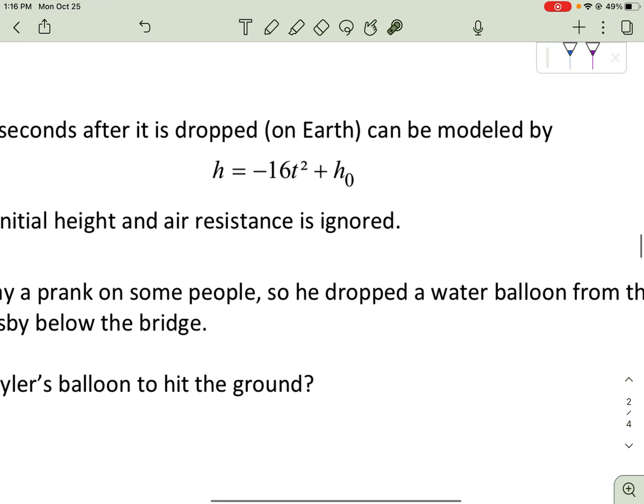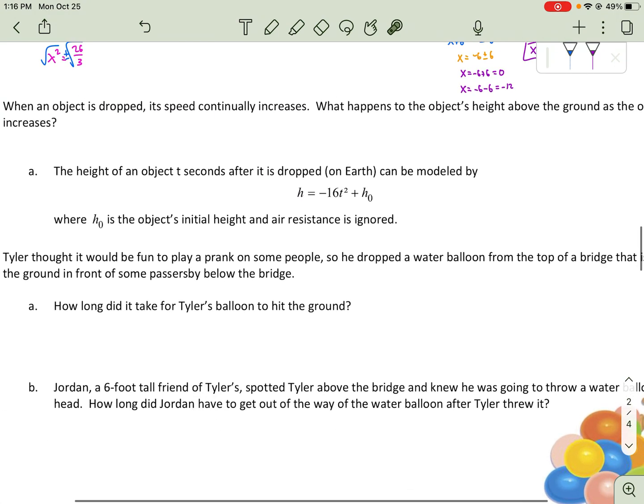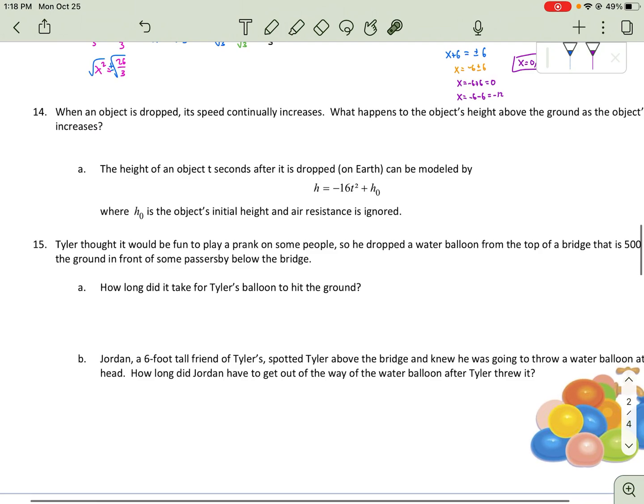Where h sub 0 is the object's initial height and air resistance is ignored. If we do air resistance, like wind resistance, this equation gets more complex. So we ignore it as we first learn this material. And in fact, we'll ignore it for all of Algebra 2. But h sub 0 is the initial height. So all we're going to do is find the initial height in some problem and put it in here.